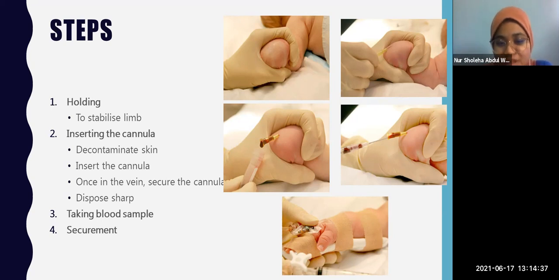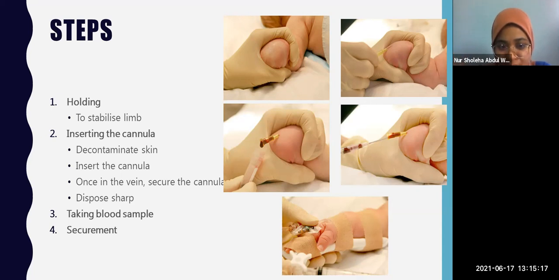And lastly, we need to secure the cannula. First, we need to remove the tourniquet before we strap the patient's hand. Then we connect the cannula to the saline-primed three-way connector at the end of the cannula. And then we flush the connector tubing with more saline to confirm the intravenous placement. Then we use sterile tapes to secure the hub and a clear dressing over the cannula, such as the Tegaderm.